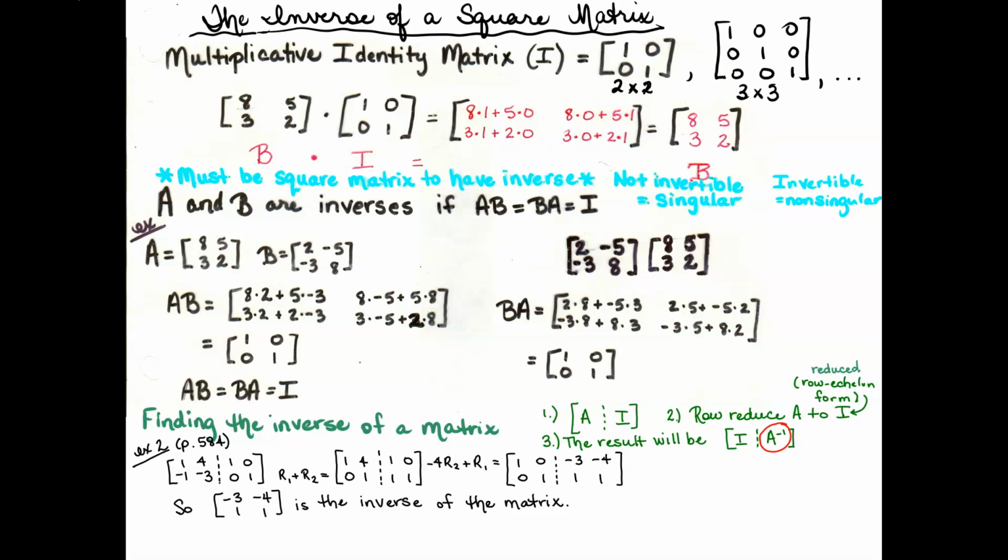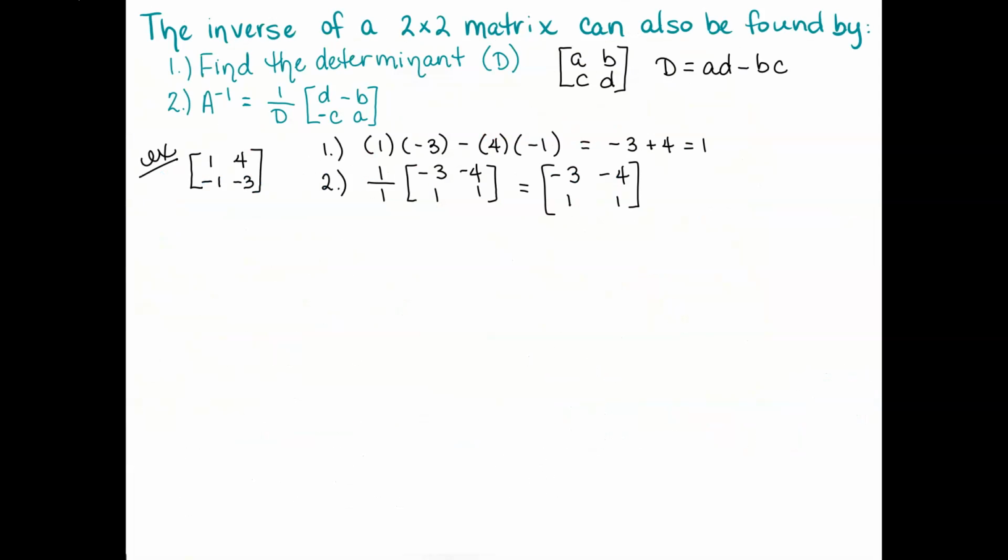All right, here's the second way to do that, that if you're more of a formula person, you might like better. We're going to use the exact same matrix, 1, 4, negative 1, negative 3, and we're going to get the exact same inverse, negative 3, negative 4, 1, 1. So it doesn't matter which way you do it. So here's the formula. The formula for the inverse is going to be 1 over D. We'll talk about D in just a second. And then my matrix gets shuffled a little bit.